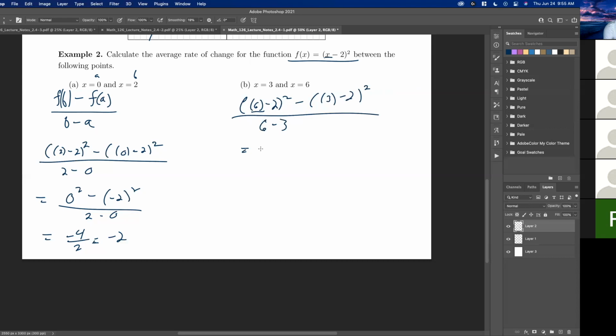Simplify that. This will be 6 minus 2, so it'll be 4 squared, minus 3 minus 2 would be 1 squared, all over 3. So that's 16 minus 1, so it'll be 15 over 3, which is equal to 5.